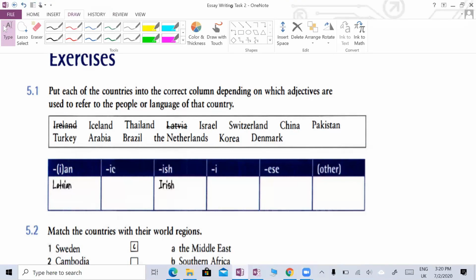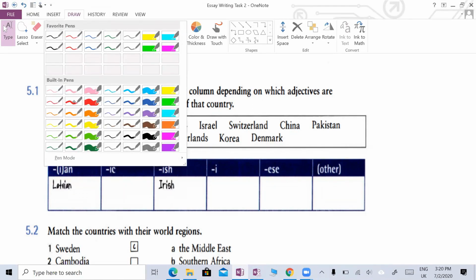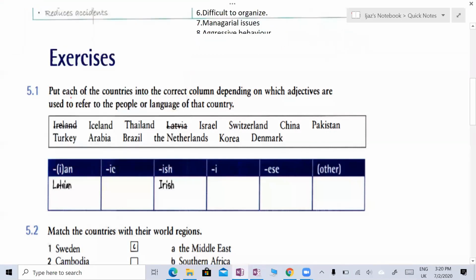We have Ireland, it's already completed. Iceland, Thailand, Latvia, Israel, Switzerland, China, Pakistan, Turkey, Arabia, Brazil, the Netherlands, Korea, Denmark. So what are we going to do with these countries? Put each of the countries into the correct column depending on which adjectives are used to refer to the people or language of that country. Okay, so let's start with countries which come with AN, the first part.